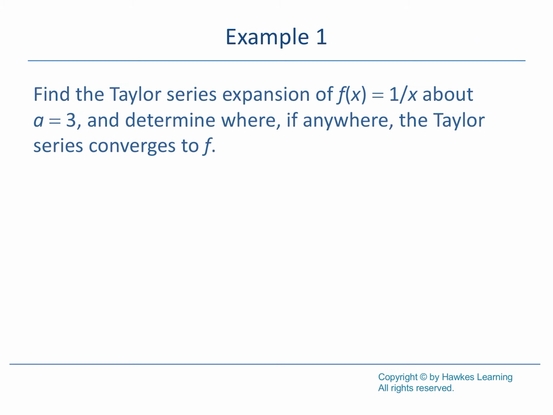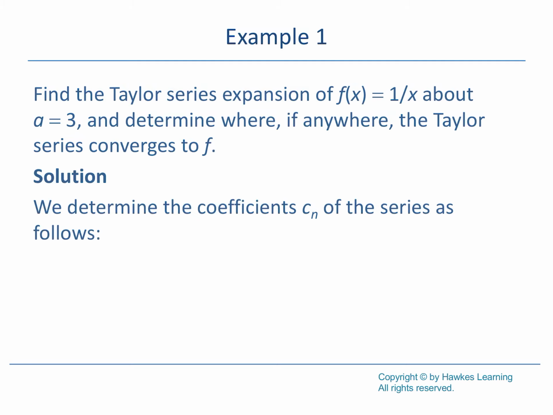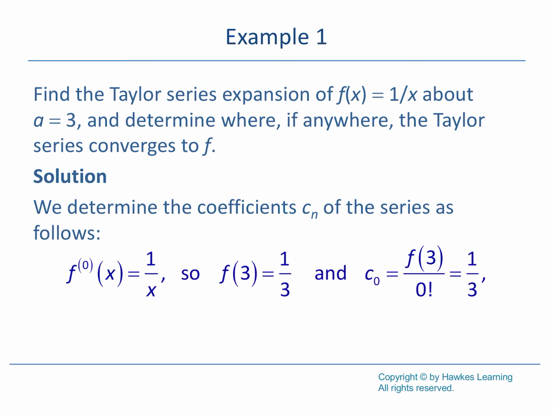All right, example number 1. Find the Taylor series expansion of f of x equals 1 over x about a equals 3, and determine, if anywhere, that the Taylor series converges to 1 over x. So we can determine the coefficients of the series using the expansion that we just talked about, using the successive derivatives to come up with these coefficients.